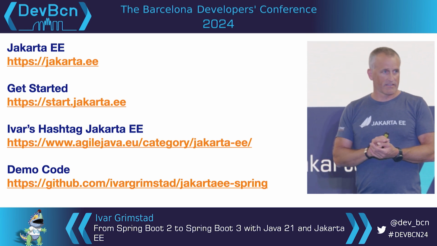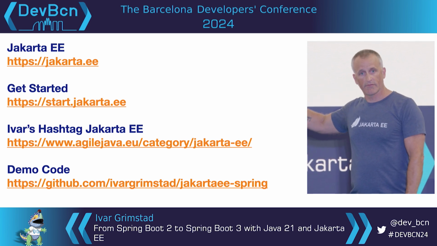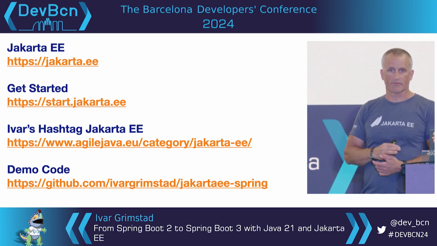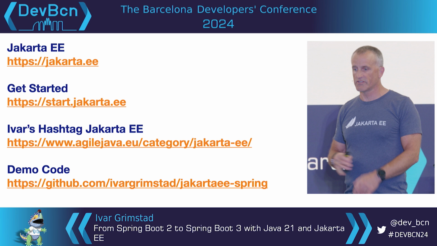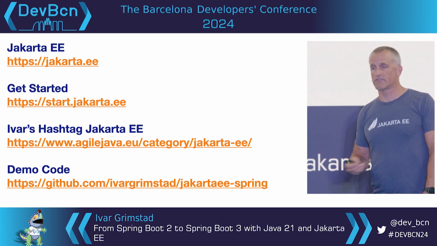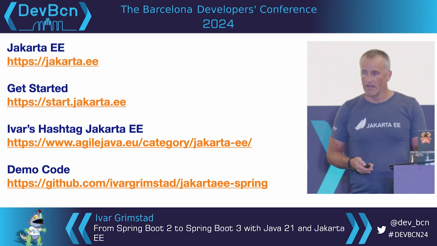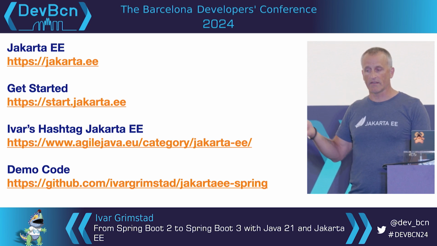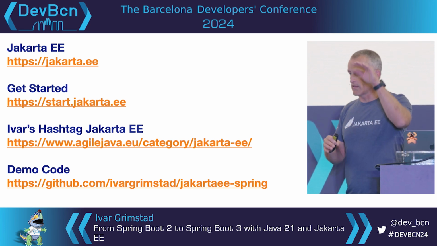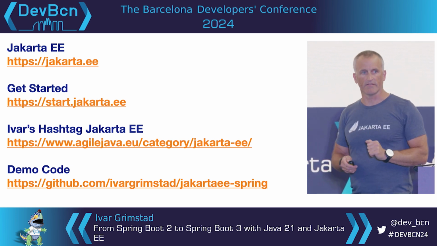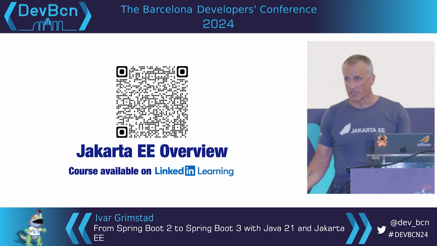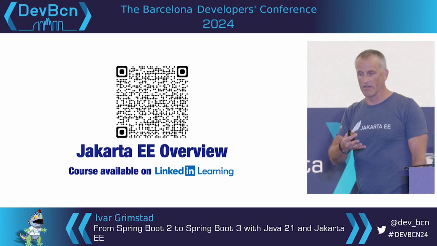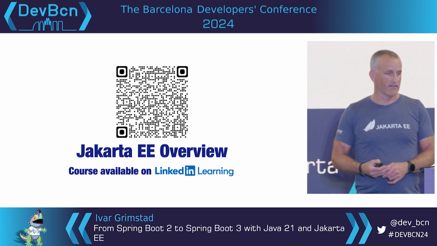I write a weekly Hashtag Jakarta EE. That's where you get all the newest stuff, what's happening in Jakarta EE. So if you want to know what will come in some minor version of Spring in the pretty near future, this is a good blog post to read. You just get a weekly feed. It's like a one-minute read or something. And the demos from this application are on my Jakarta EE Spring repository on GitHub. It's a step-by-step guide. You can do the same steps as I did here today. If you want to learn about Jakarta EE, I have a course on LinkedIn as well called Jakarta EE Overview. It gives you a nice badge on your LinkedIn profile, so you can go there and do that if you have a LinkedIn Learning subscription.